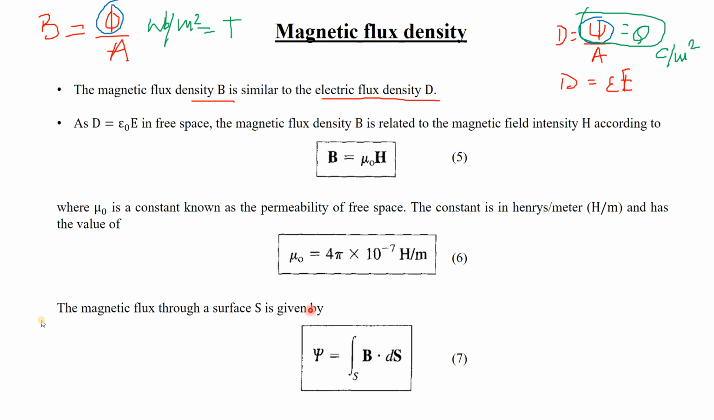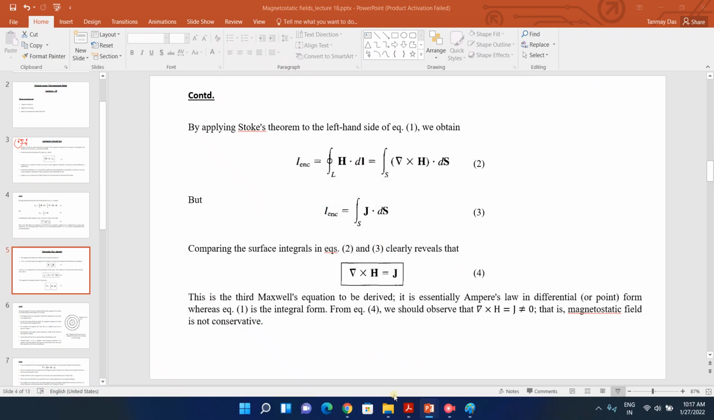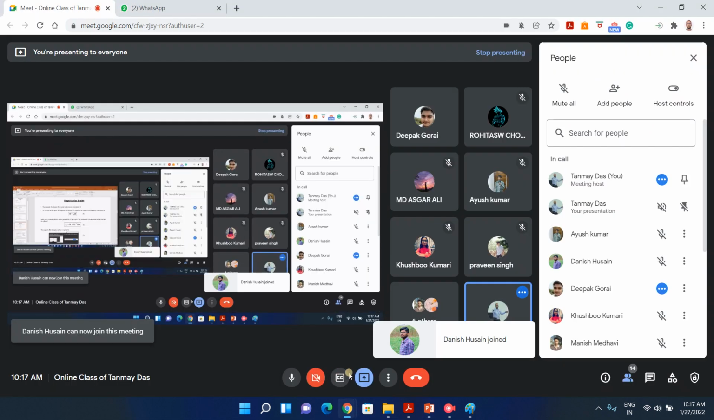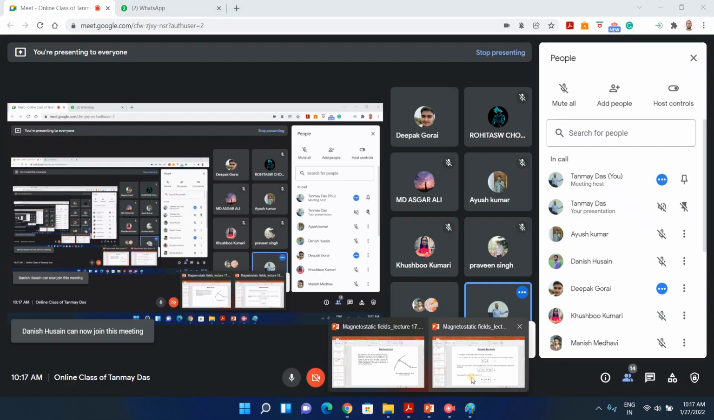And this is represented by psi also. Often it is represented, you can represent it by phi, whatever. Both are the same, phi or psi. So B equals flux by area. So flux equals flux density into area. So it is the surface integral of the flux density.